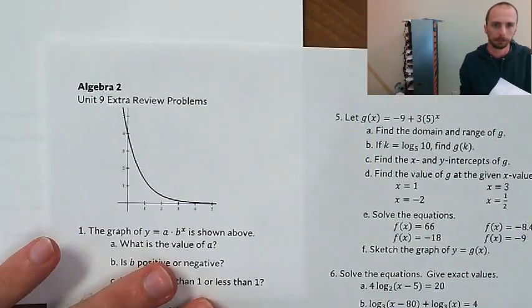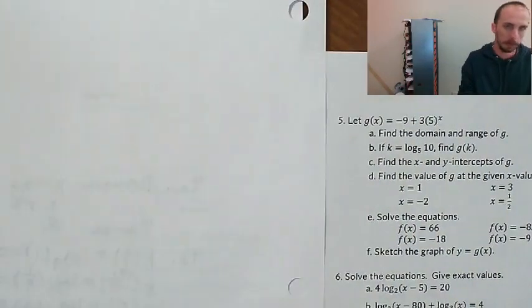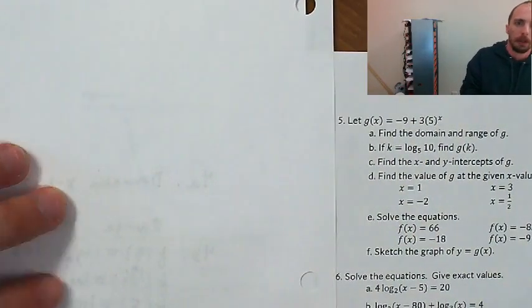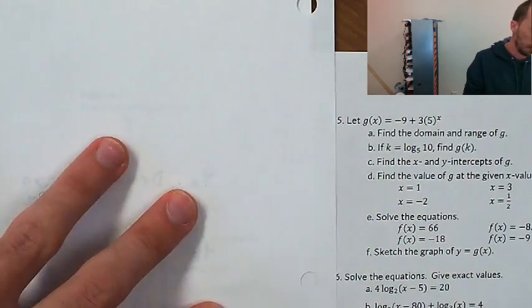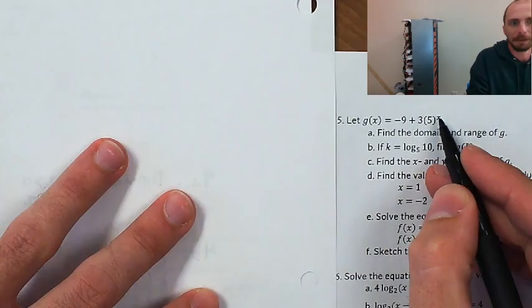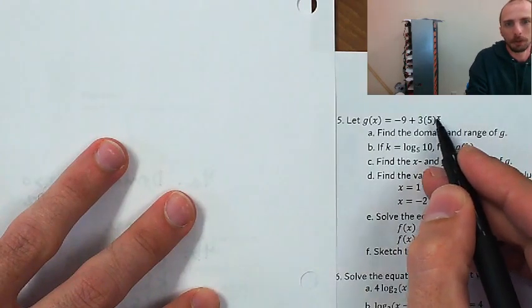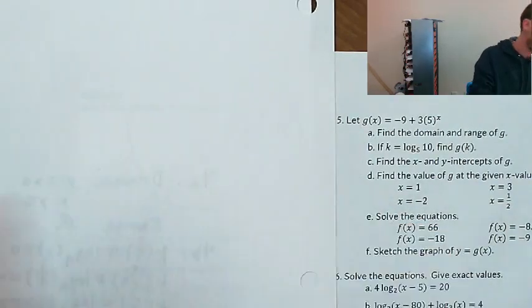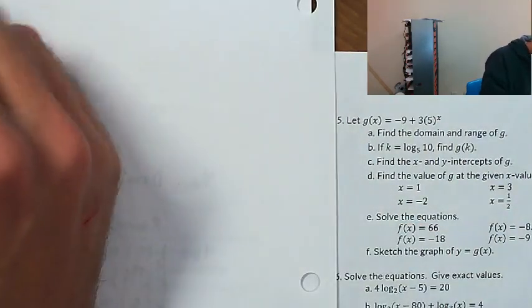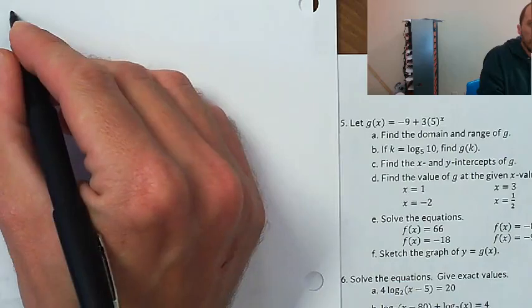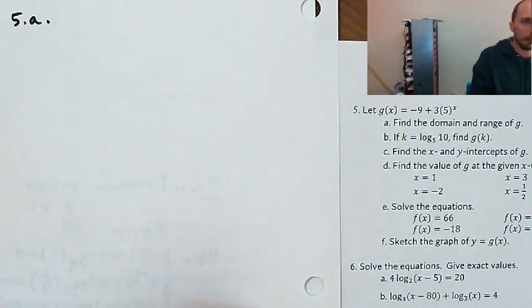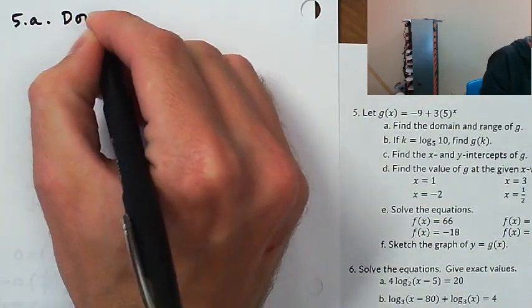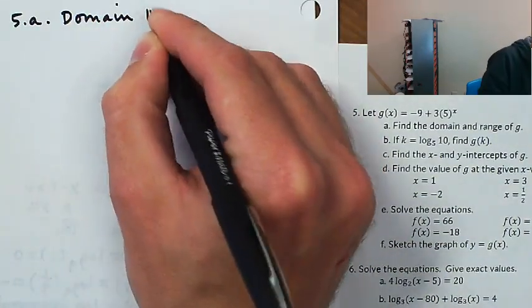Number 5. I'm going to do the same thing. Let's put the actual problem over there. All right, find the domain and range of g. The domain of an exponential function is going to be all real numbers because there's nothing illegal for me to put in for x. As long as x is a real number, we can take 5 to a real number power. Might be hard, but we can do it. So 5a, domain and range of g. Domain is all real numbers.